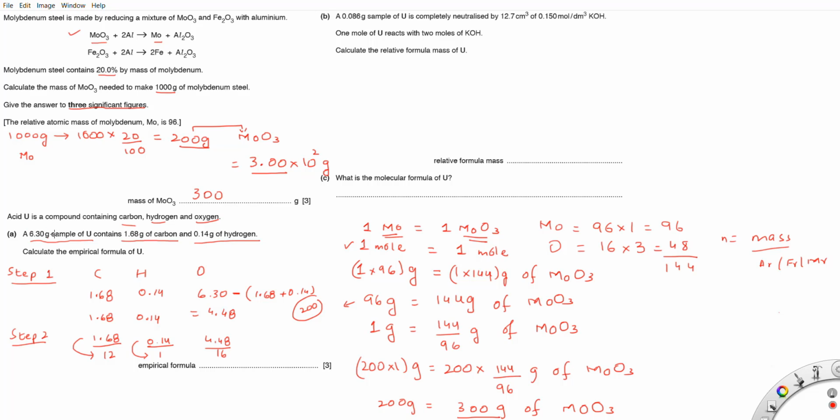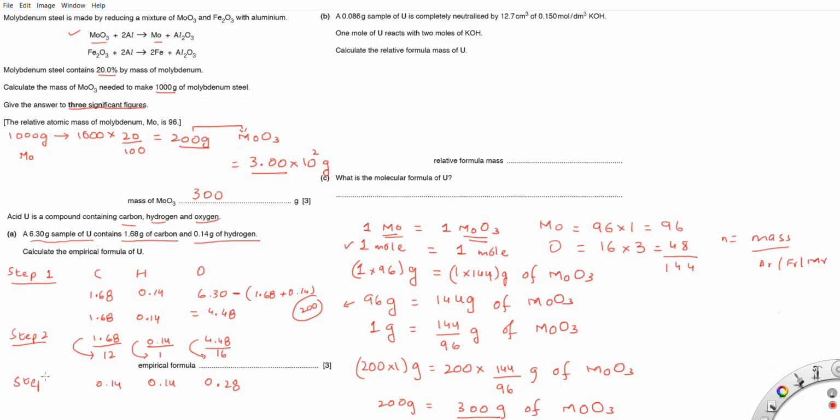Out of this 6.30 grams, I have 1.68 as carbon and 0.14 as hydrogen. So I added these two up and subtracted from 6.30 and obtained my answer, 4.48. That represents the mass of oxygen, and after calculating the mass of oxygen, my step 1 ended and I need to divide that by the atomic mass, that is 16. So this gives me 0.14 here, 0.14 here, and around 0.28 here. This leads to our step 3.